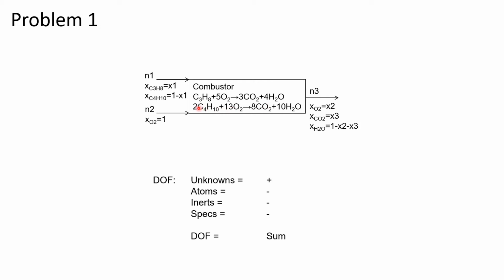In order to balance this, let's just assume that we have one propane reacting. If we look at the propane, there are 3 carbon atoms per propane molecule, so we have to have 3 CO2 molecules over here in order for the carbons to balance. Since there are 8 hydrogens, in order to have 8 hydrogens appear over here in water, we need to have 4 water molecules.